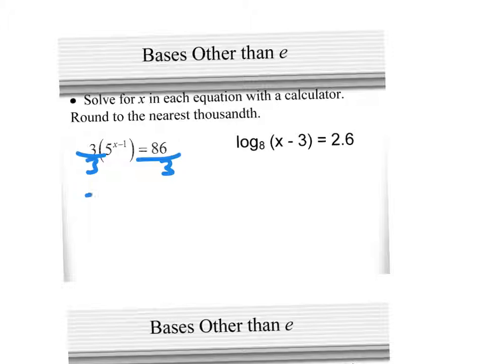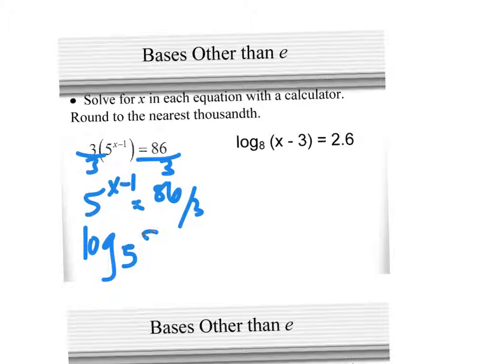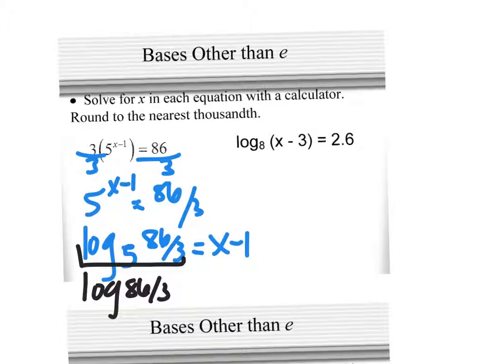What's annoying is you kind of get a decimal here, but you can leave it as 86/3 just to be a little more exact. Then if you have an exponential function, you can actually put it in log form to get the exponent away. When you take the log of something, it actually undoes the exponent. So I would do log, the base is 5, of 86 over 3 equals x minus 1. And then again, if you have that change of base function in your calculator, you can plug this right in. Or you could do log of 86 over 3 divided by log of 5, and that gives you the value.